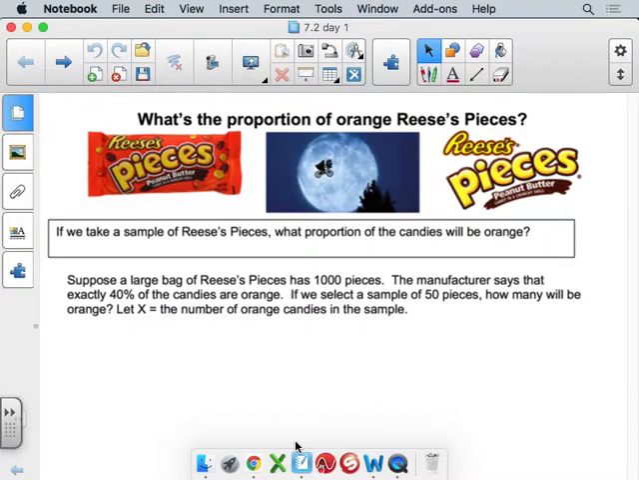We're always given a claim, like a company thinks this, or we assume this, and that's our population. So suppose we have a large bag of Reese's Pieces that has 1,000 pieces. The manufacturer says that exactly 40% of them are orange. So when they put a bag together, they're counting. 40% is what we have. If we select a sample of 50, how many will be orange?